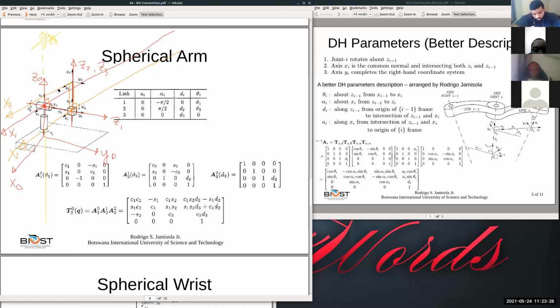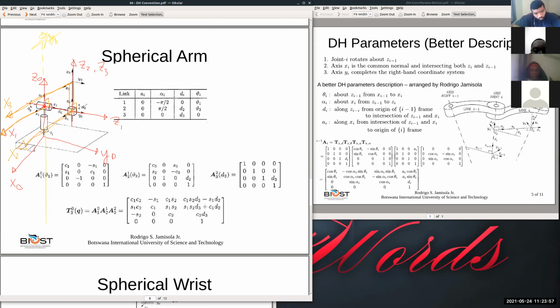Okay, and let's erase. Let's make it clear. So it was x1 here and x2 there. Okay, and then that is your x3.